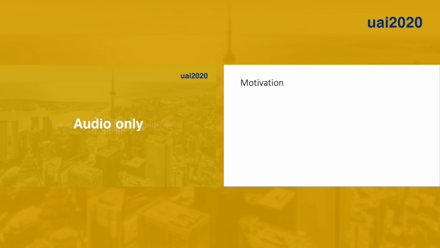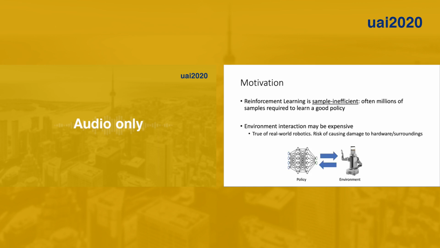First, let's dive into some motivation. Reinforcement learning is notoriously sample inefficient. We often require millions of samples to learn a good policy for just a single task. This is exacerbated by the fact that in many cases, environment interaction can be expensive, such as with robots in the real world.